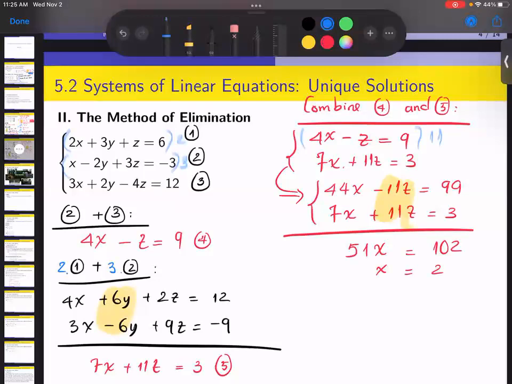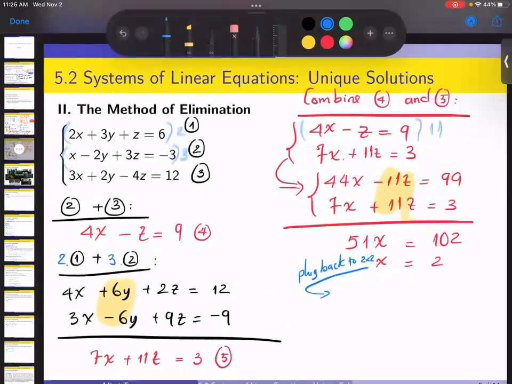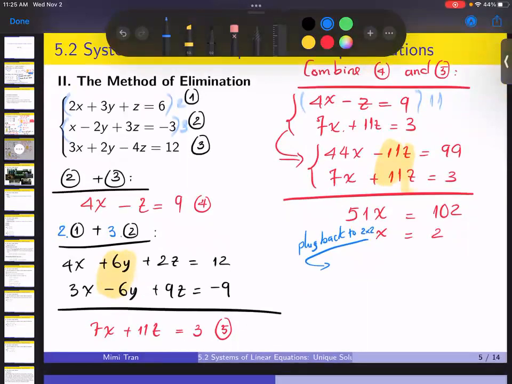And then you plug it back to where? Plug back into one of the 2 by 2, which I'll say equation 4. You can pick 5, doesn't matter. 4 times 2 minus z equal 9. 8 minus z equal 9. z equal -1.